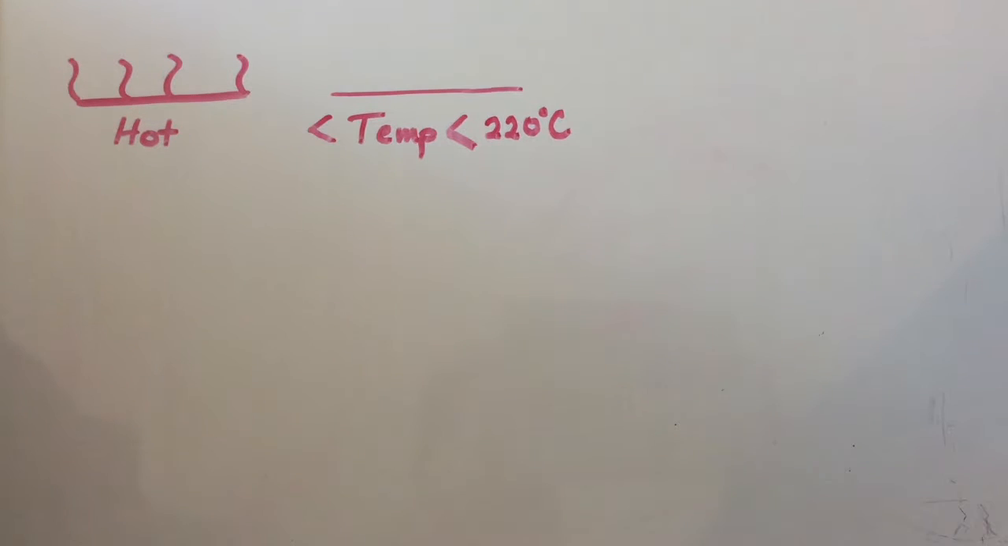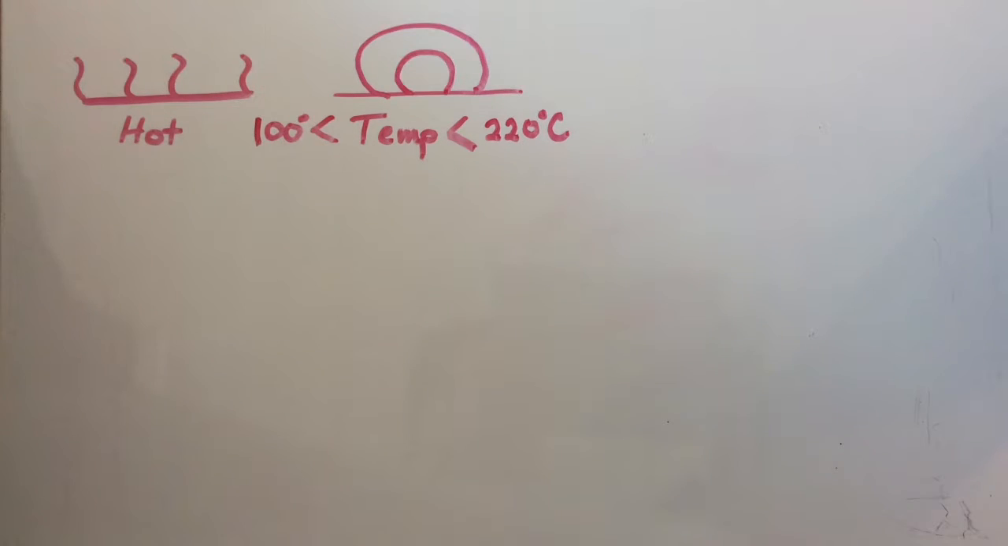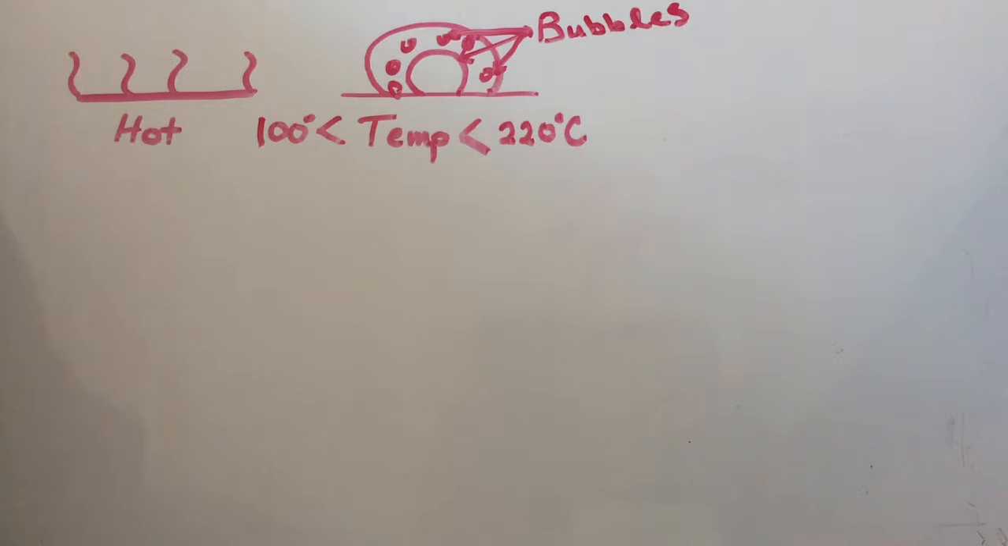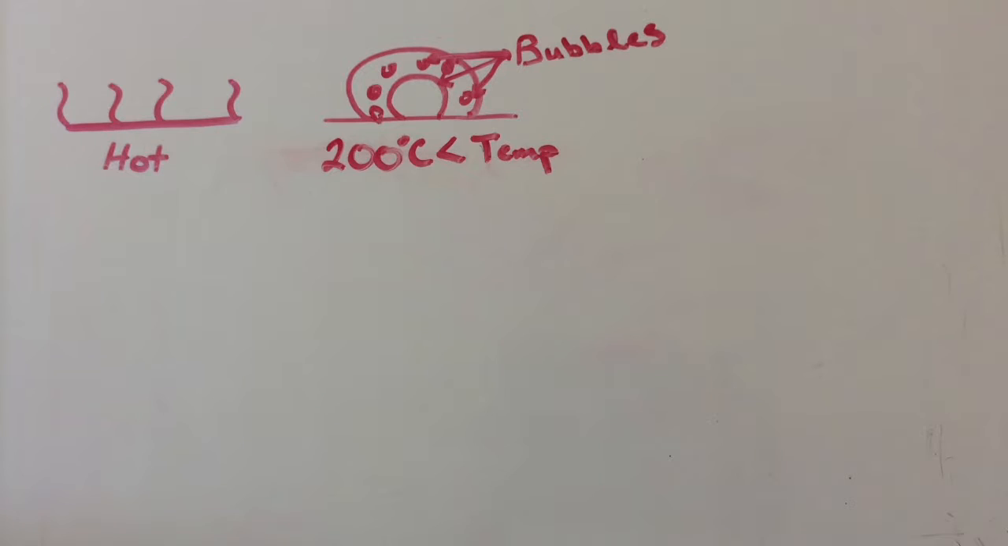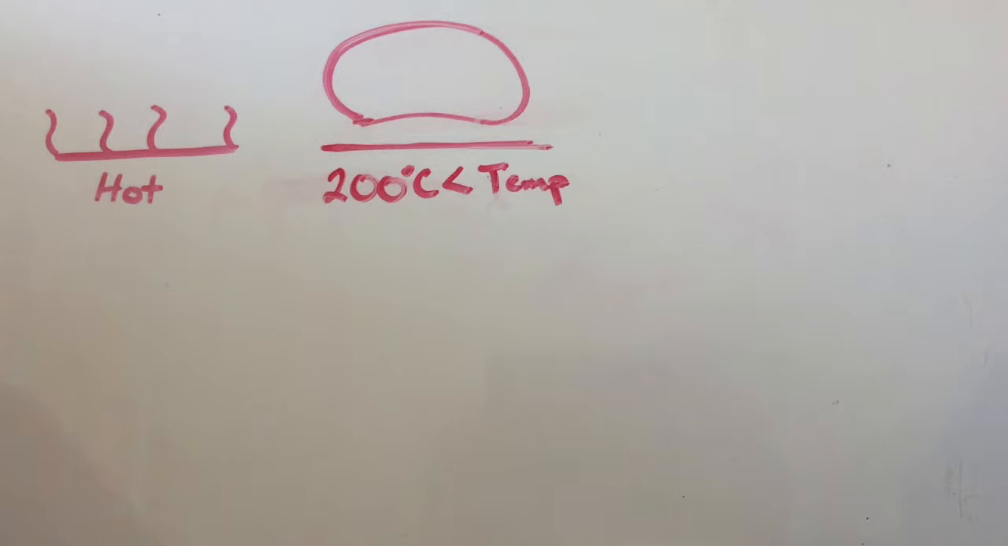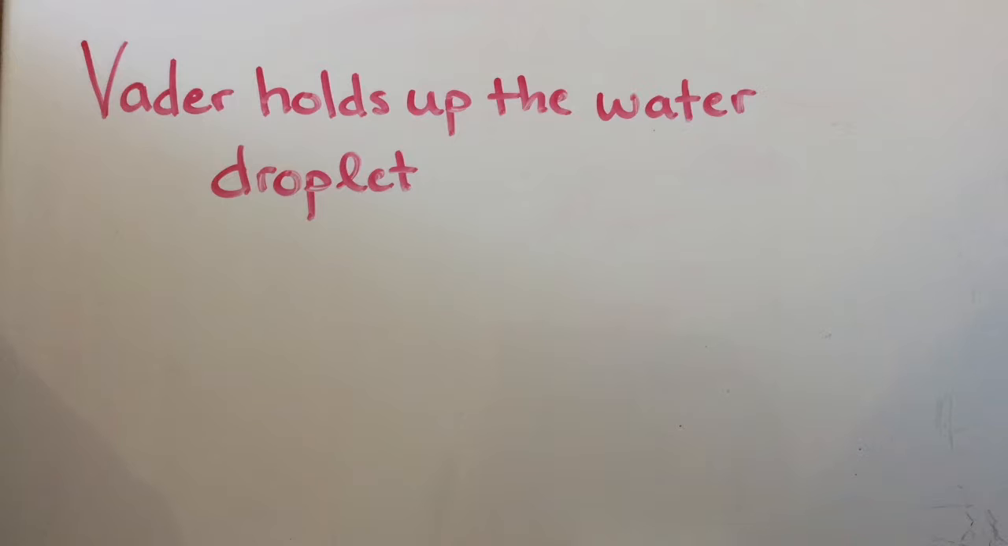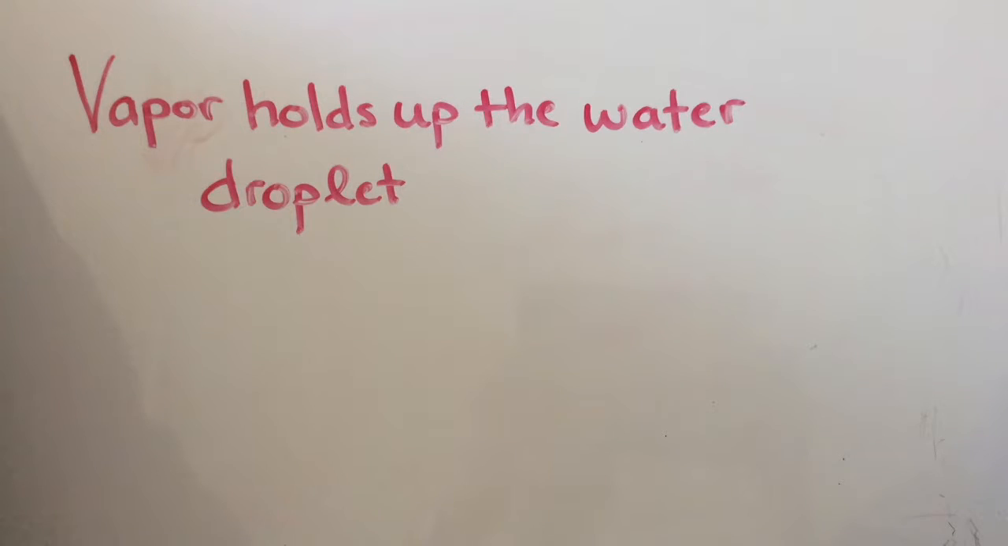Now, if that hot surface has a temperature under 220 but over 120, and we put a droplet of water on it, the water turns into vapor and forms vapor bubbles. These bubbles then rise out of the droplet and into the air. But if the temperature is over 220, the droplet seems to float on the hot surface, suspended on vapor. No. Yes, the vapor lifts the water droplet.